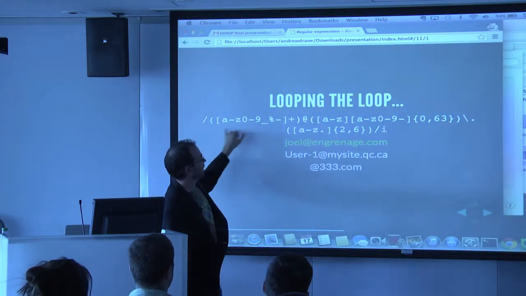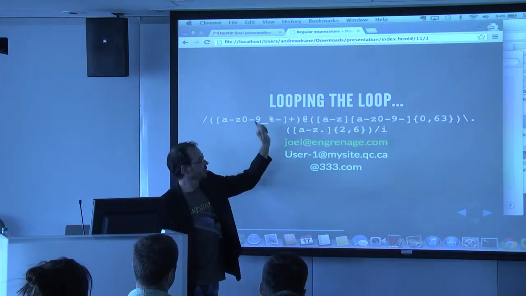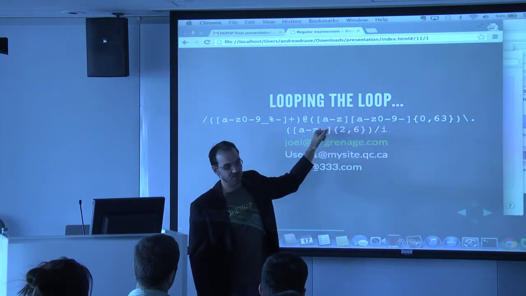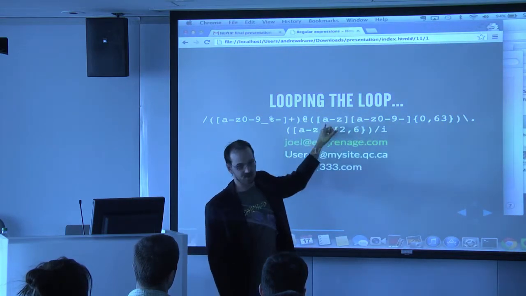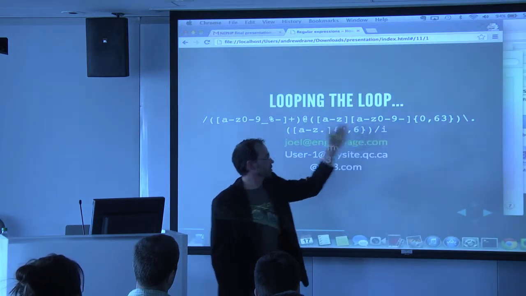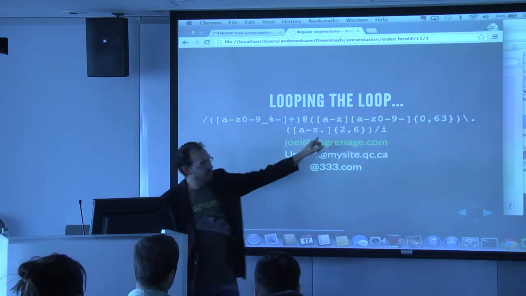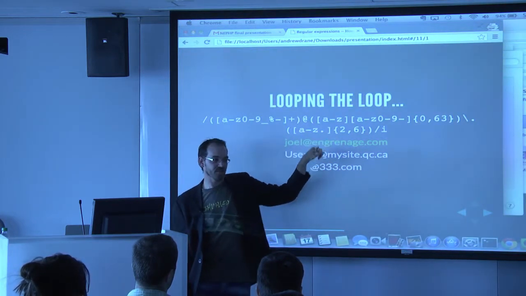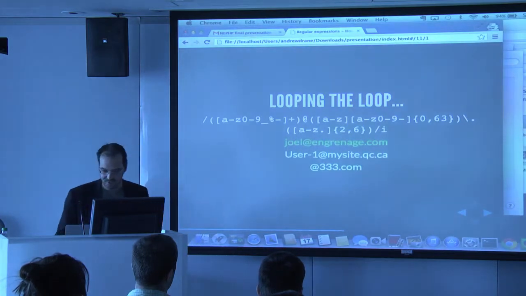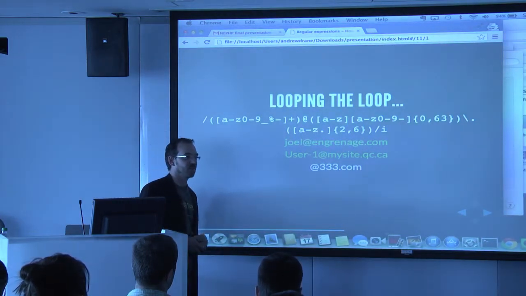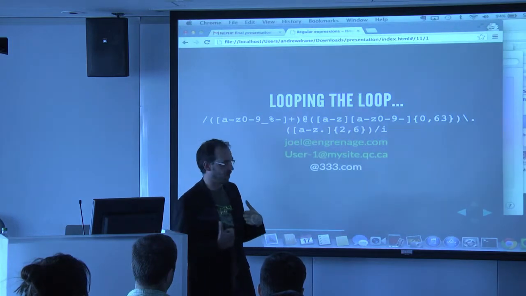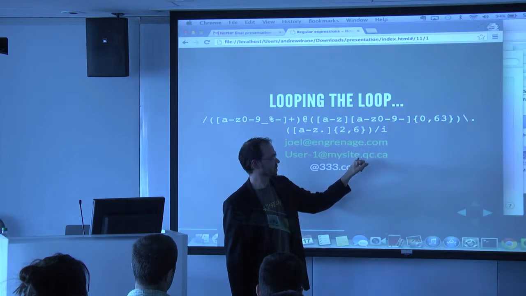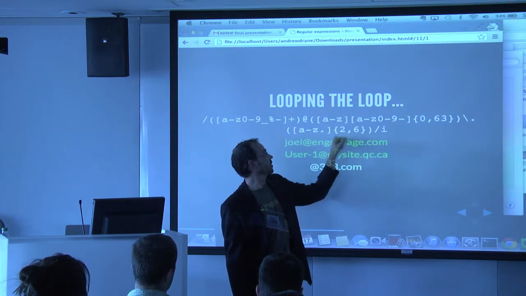So we're asking for any characters, at least one, which is the plus sign, followed by the at sign, some letters, at least one letter to start with, because domain names start with a letter, followed by a few characters, dot, and in this case I've used 2 to 6, and either letters or the dot. So you will see in the second example, at mysite.qc.ca, which is the domain name for Quebec province, since it has 2 dots and 6 characters at the end, it matches this condition here.